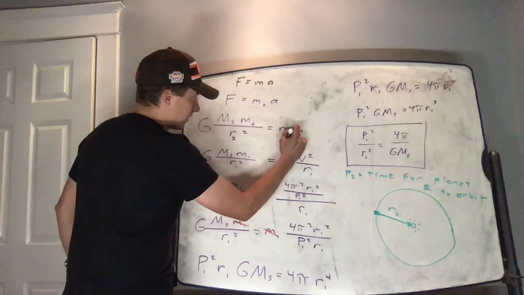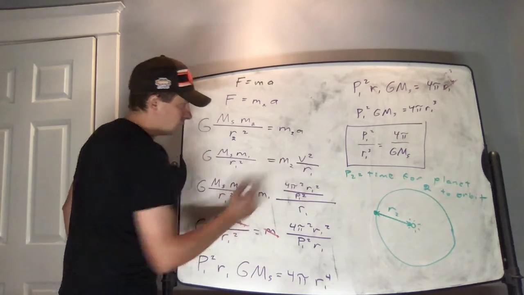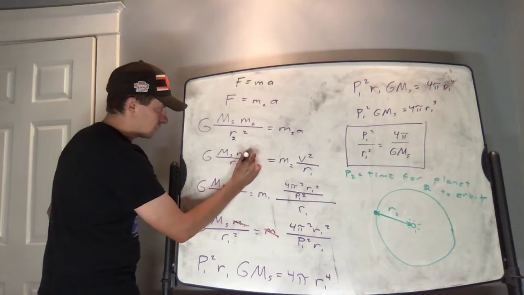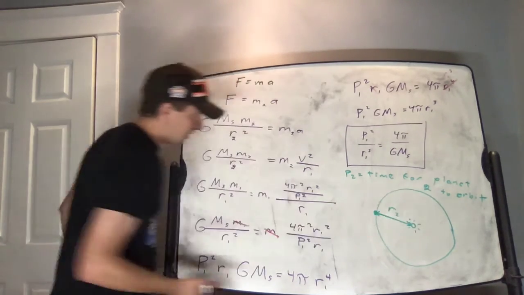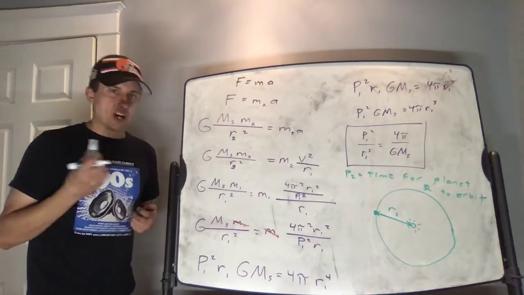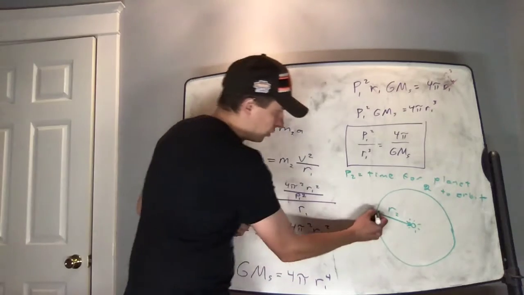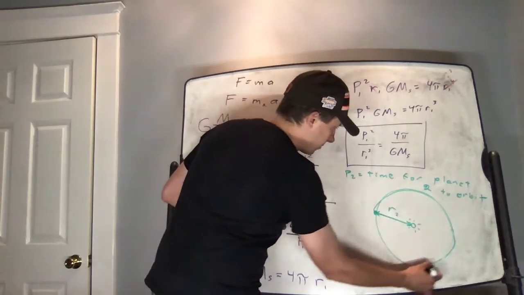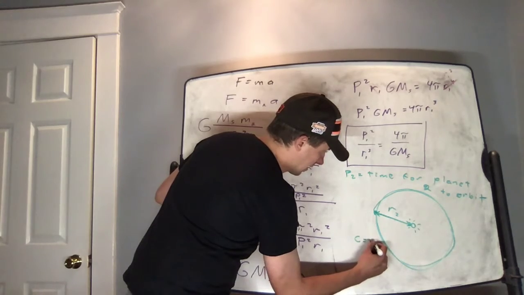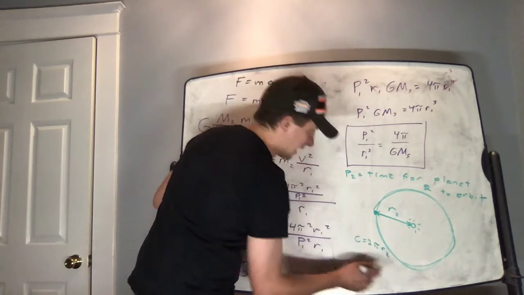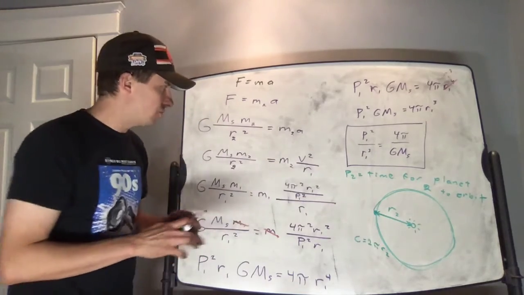I'm still talking about the mass of planet 2. So here's the mass of planet 2, here's the mass of planet 2. Here's the radius, the distance from planet 2 to the sun. When I talk about the speed at which planet 2 orbits the sun, I will have the circumference of this orbit be 2 pi R2, and the amount of time it takes planet 2 to orbit the sun is now P2.